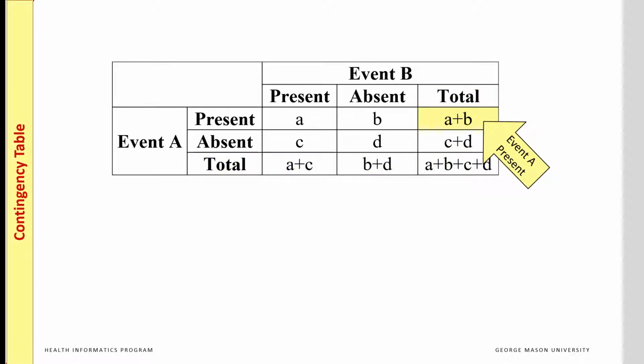For example, the total number of times that event A is present is A plus B. The total number of times that event B is present is A plus C. In the contingency table, the universe of possibilities is given by A plus B plus C plus D. That is our entire sample of data, and therefore represents the count of all the events that are possible.